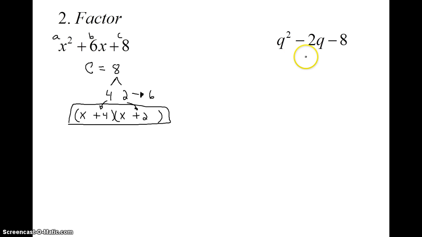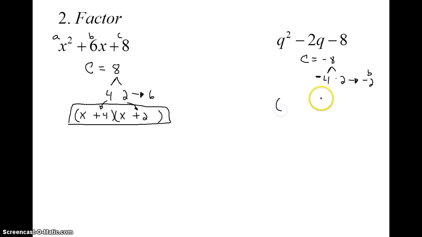So let's try another one. Now keep in mind we are using q on this one. So a is 1, so all you do is take the value of c, negative 8. Two numbers that multiply to negative 8, and they give us negative 2. So 4 times 2, and you can make the 4 negative. Negative 4 times positive 2, that's going to give us negative 8. Negative 4 plus 2, that's going to give us negative 2. So this is the b value.